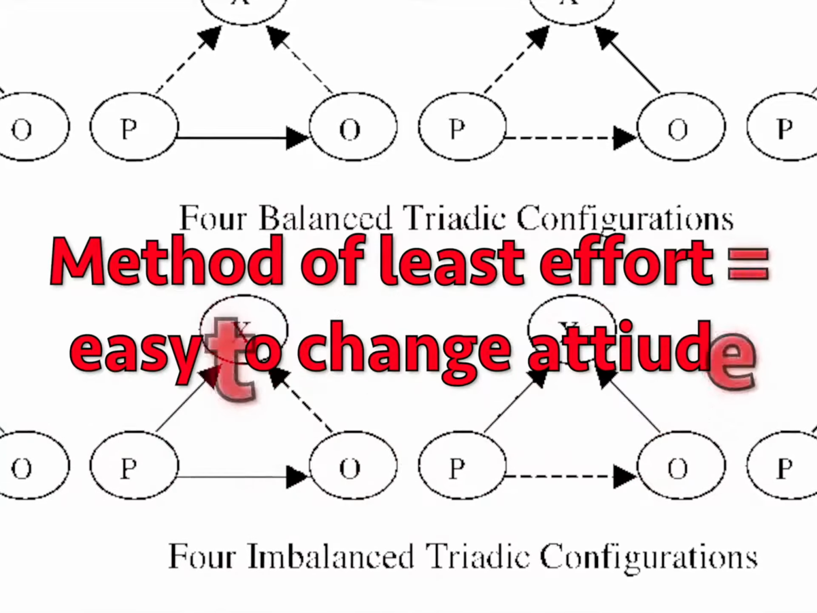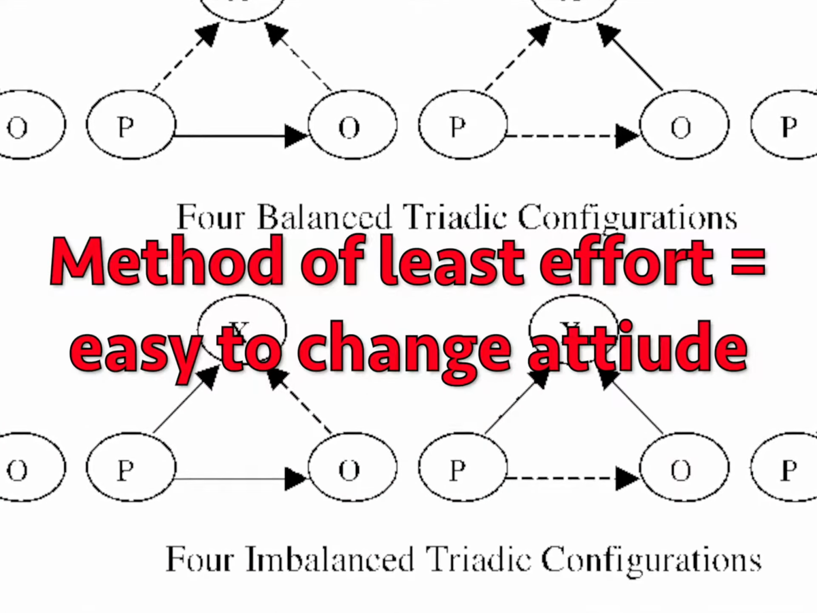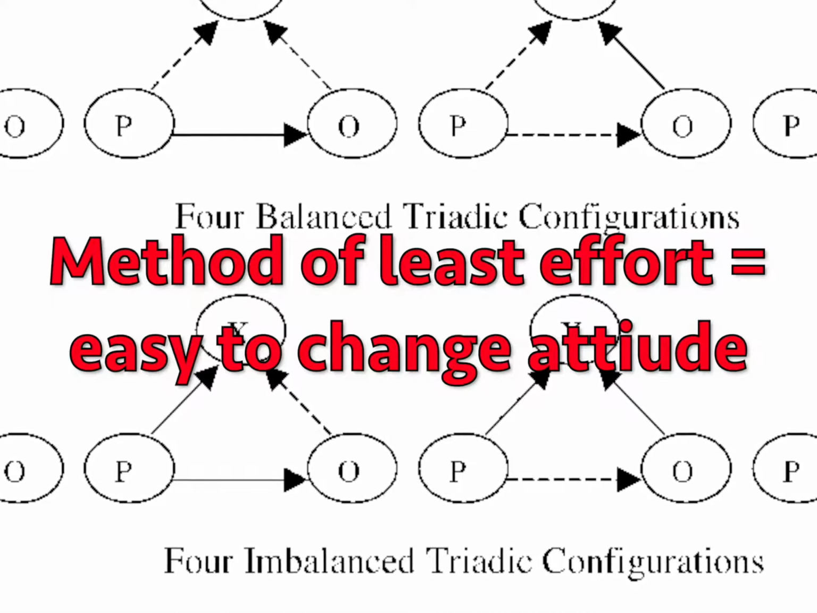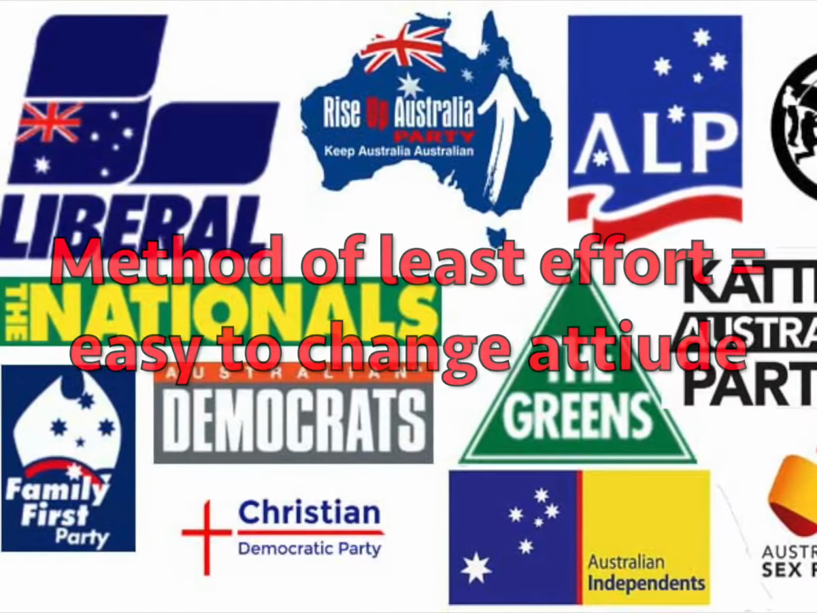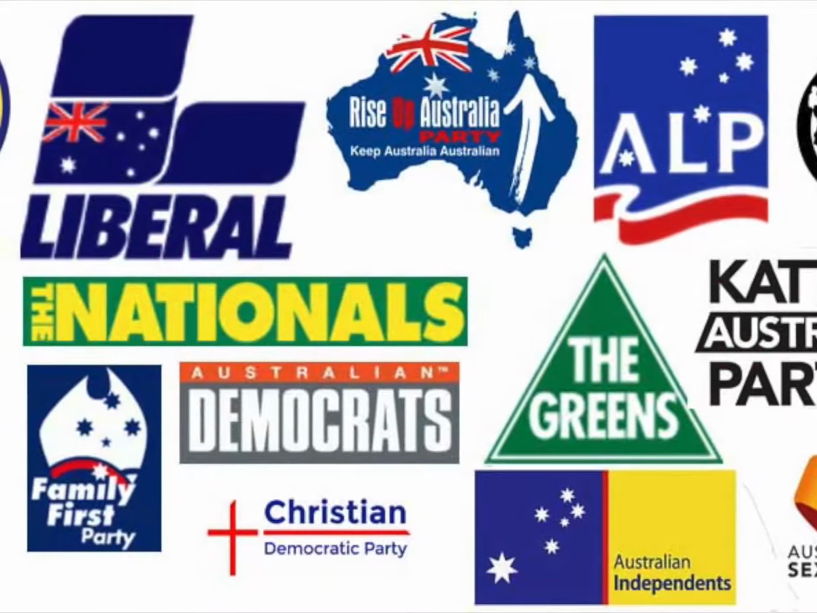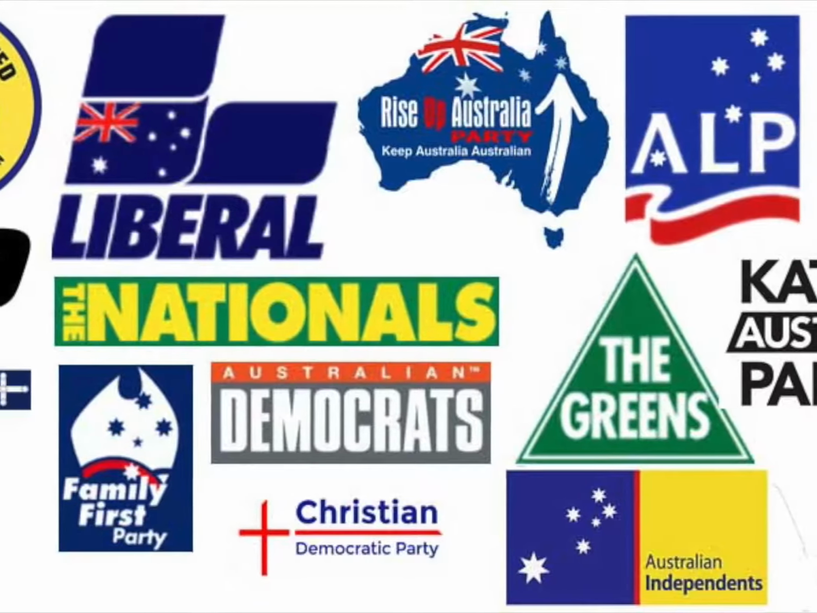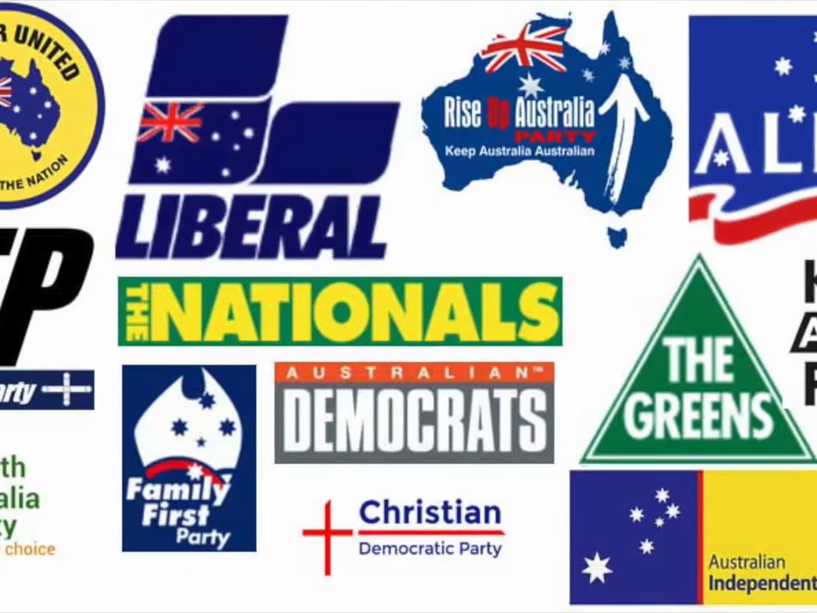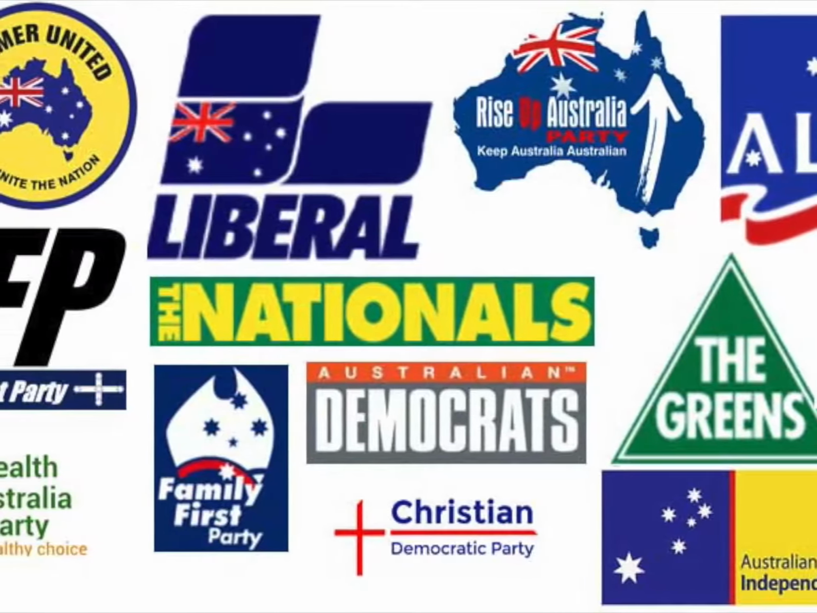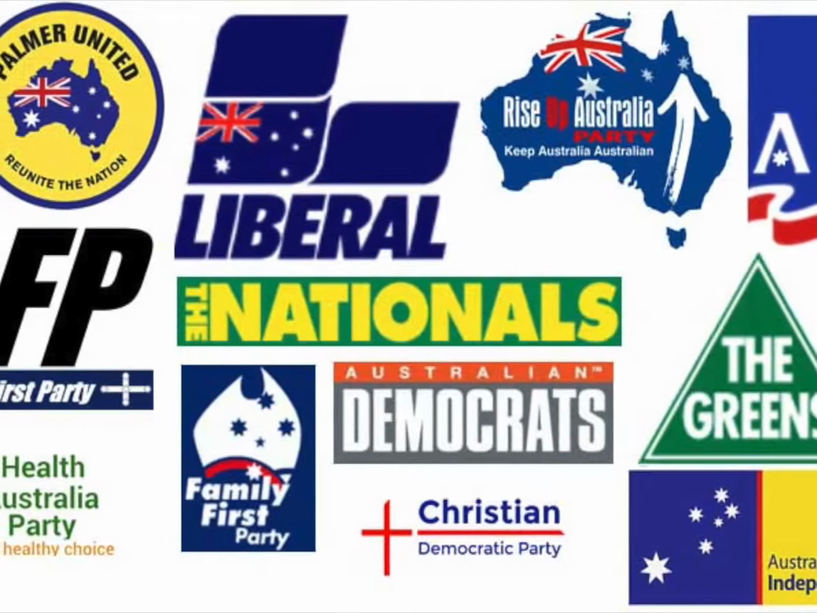This motivation is acted out through the method of least effort, and it is the point when one's attitude is easily changed. So for example, you might have a particular political view that others do not have. Either you change yourself to conform with the views of others, which is changing that political view, or you change other people to accept your view. Either way, you are trying to balance out this attitude so that it sounds consistent.